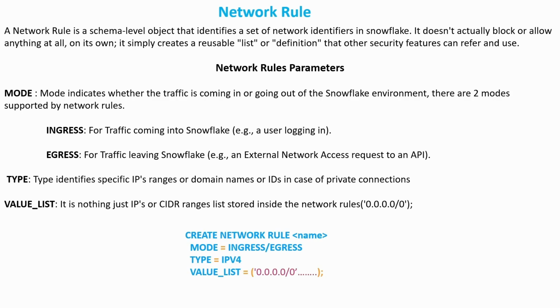This is the syntax to create a network rule. We will say create or replace network rule with the name. Then we mention the mode, either ingress or egress. Then we mention the type, and then we also mention the value list, which is nothing but the IPs.